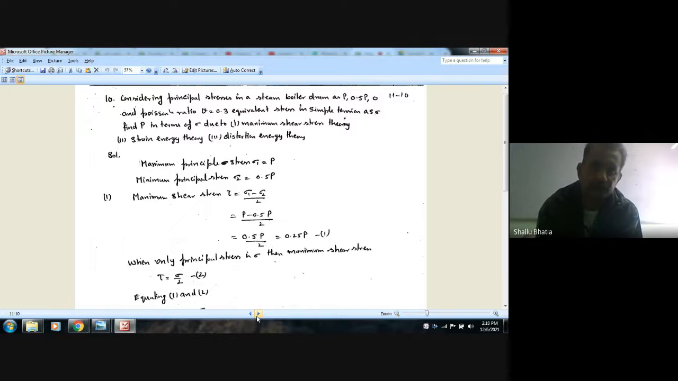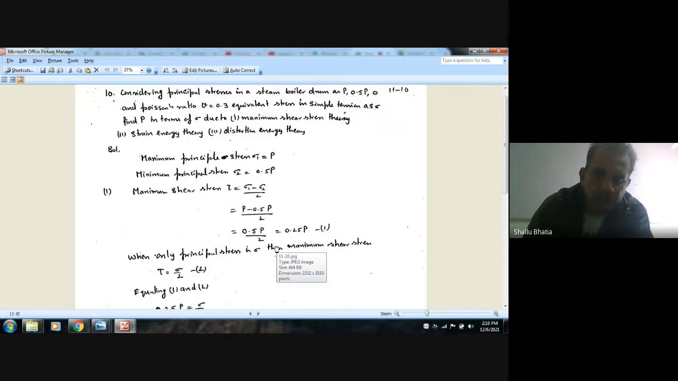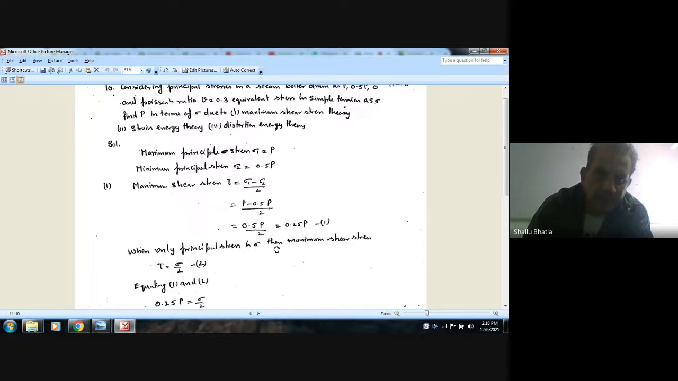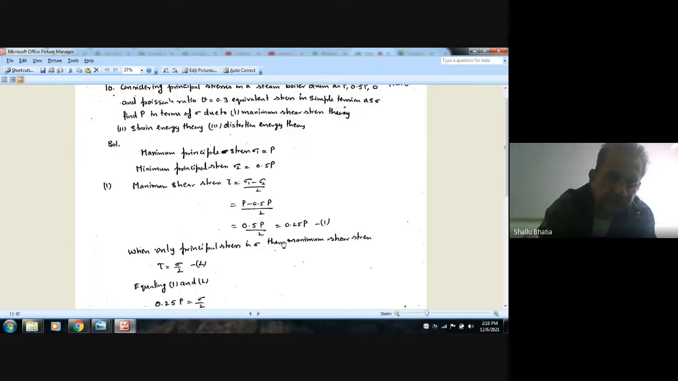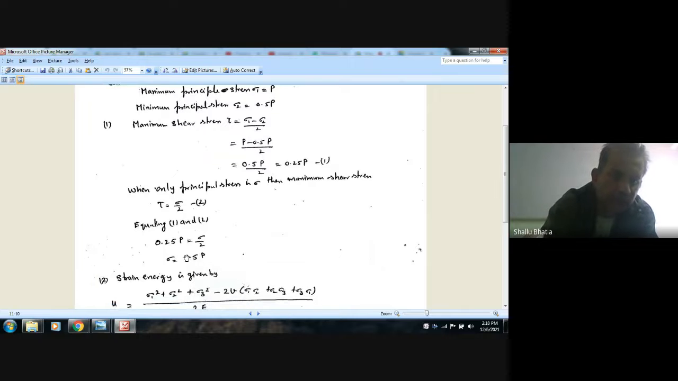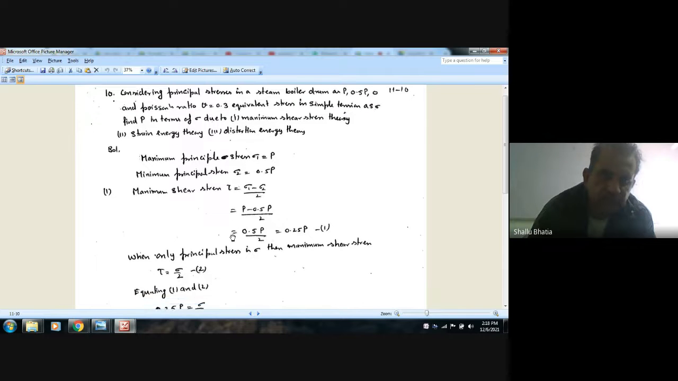Okay, so first we have to find out according to maximum shear stress. So the maximum shear stress in this case will be 0.5 by 2 into P, that is 0.25 P. Okay, and the equivalent stress in simple tension is sigma. So the maximum shear stress is sigma by 2. So this tau will be equal to sigma by 2. So sigma is equal to 0.5 P. Okay. Now the second theory is strain energy theory.